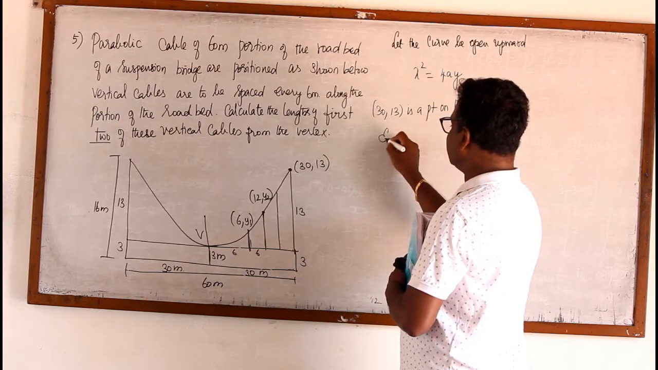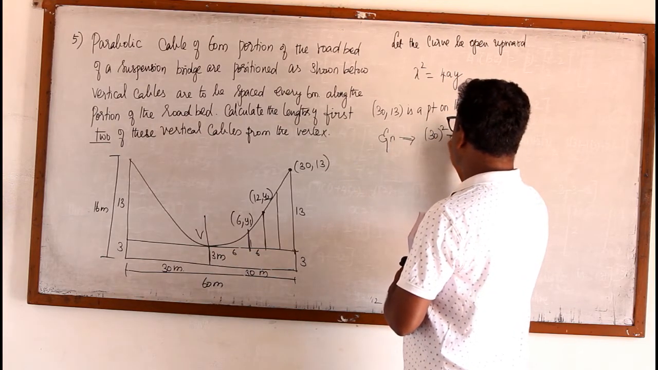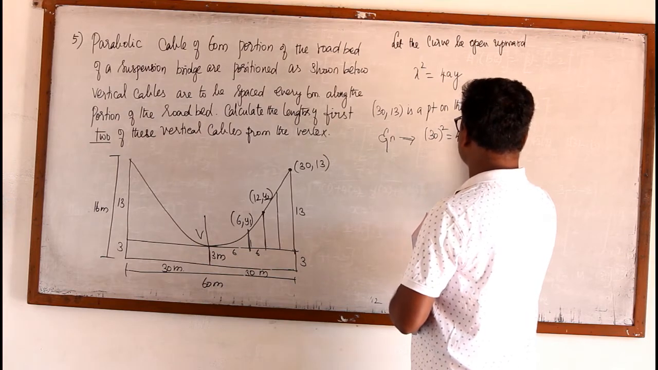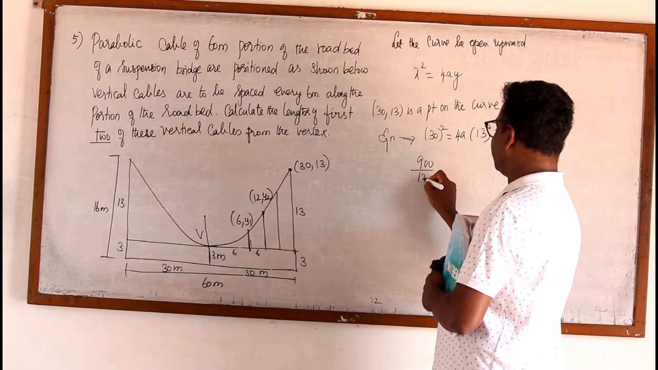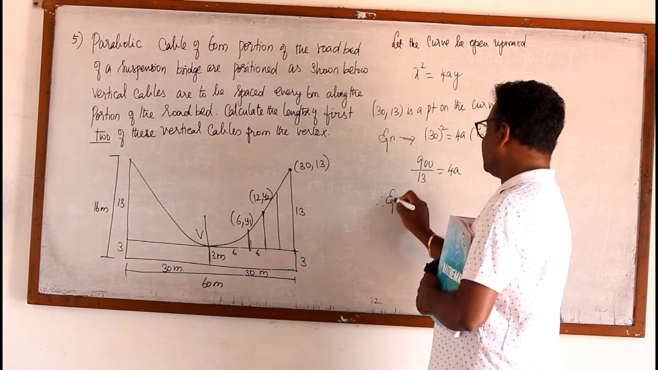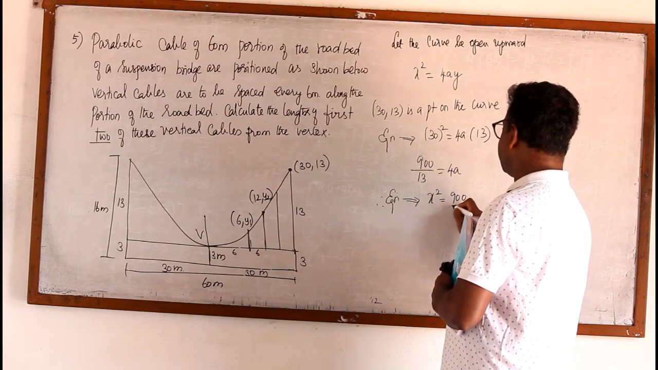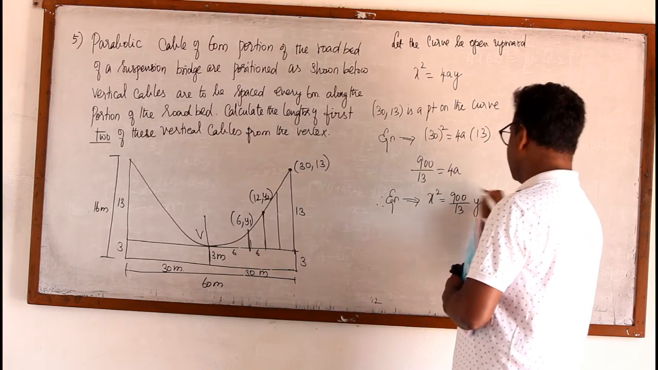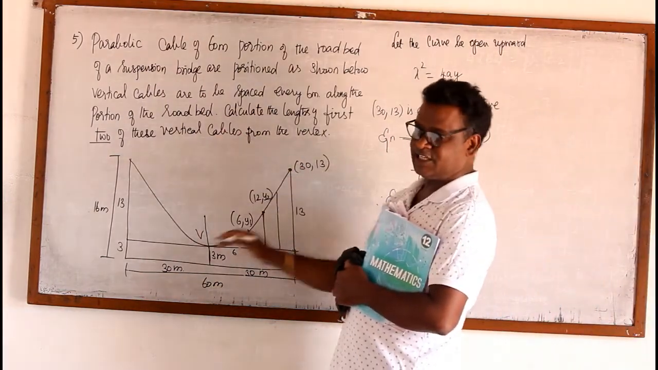Then the equation becomes 30 squared equals 4a into 13. So it is 900 by 13 equals 4a. Therefore the equation becomes x squared equals 900 by 13 y, substituting for this 4a. So this is the actual equation for this suspension bridge.